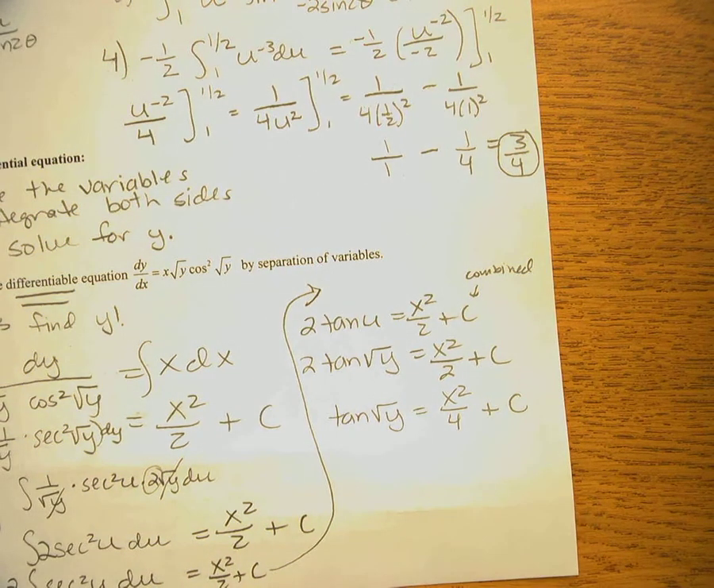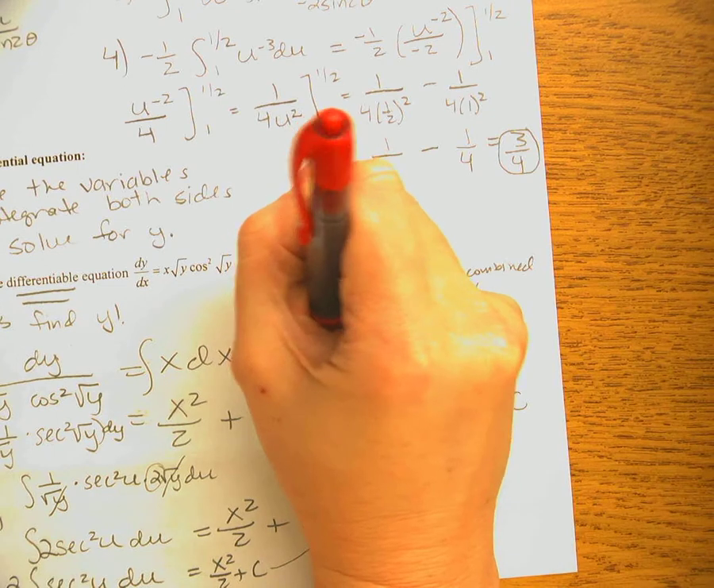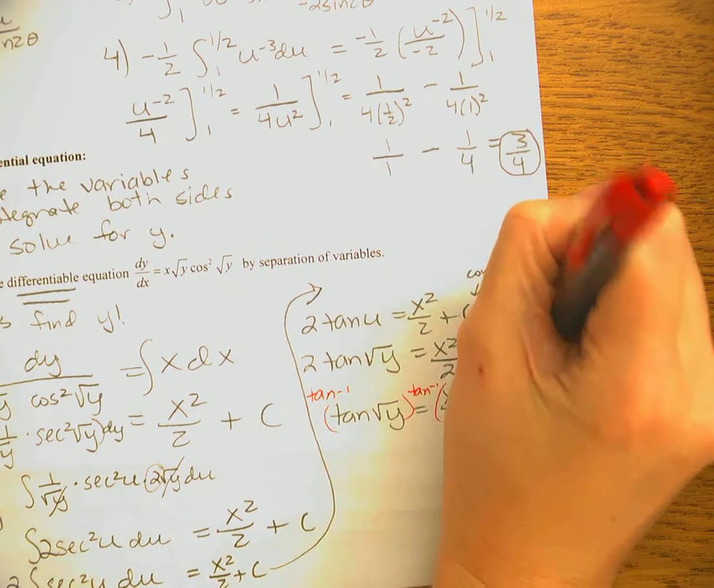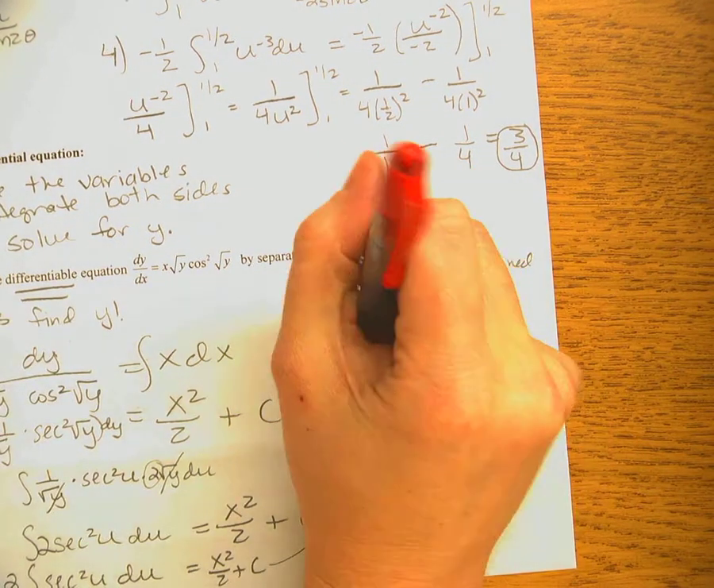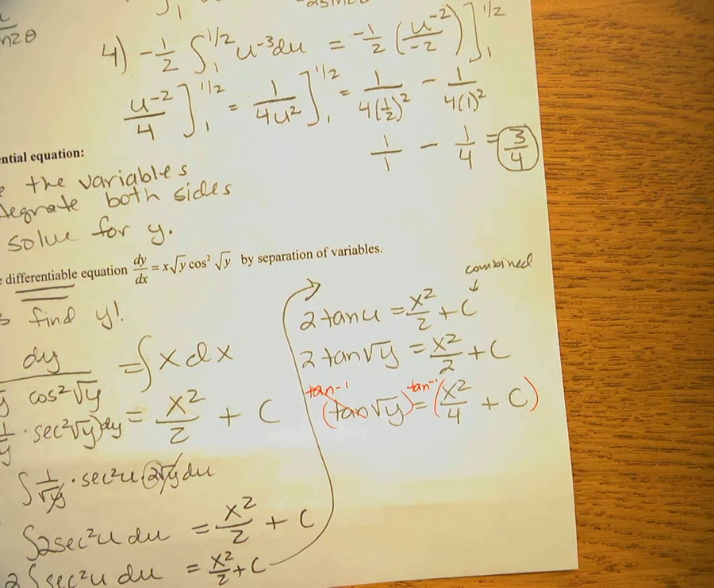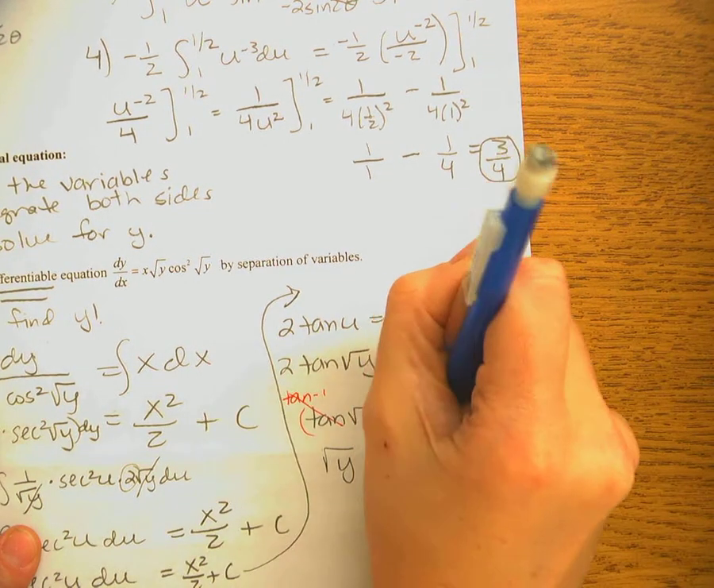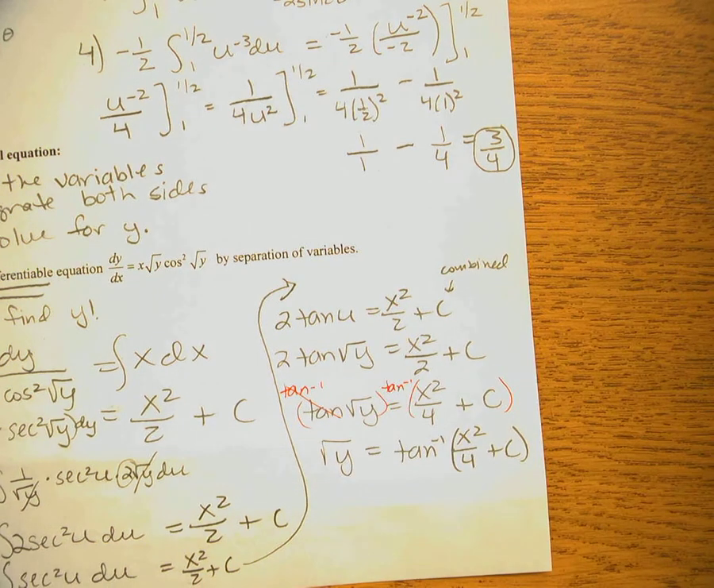Okay, now I need to get rid of the tangent. So the way we do that is we take the inverse tan of both sides, because inverse tan and tan undo each other or cancel each other out. So that gets rid of the tan right there. So then the square root of y is equal to the inverse tan of that blob, the x squared over 4 plus whatever that constant is.